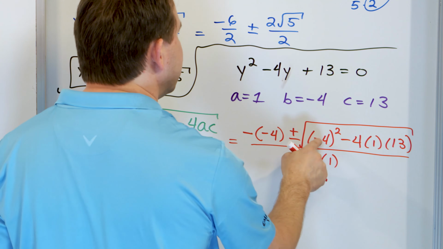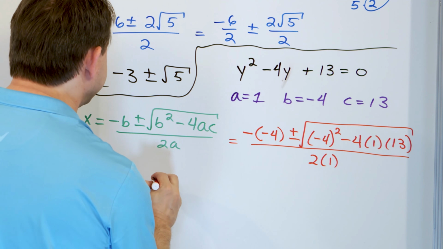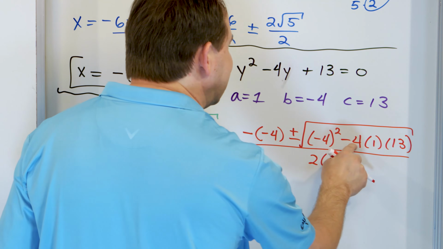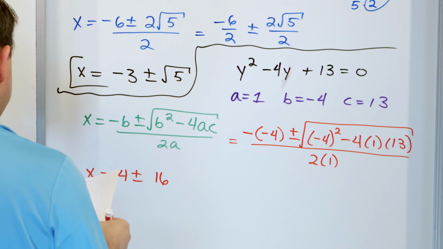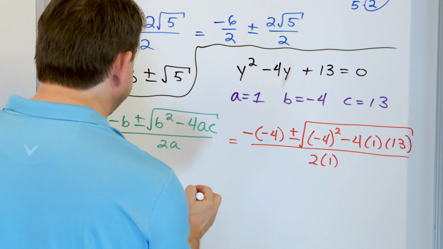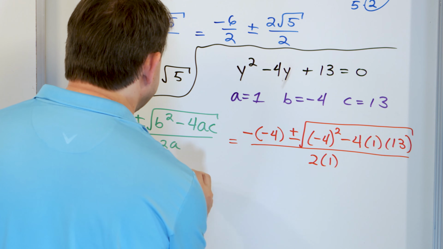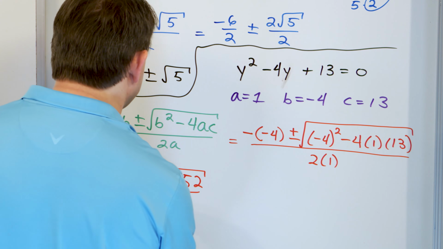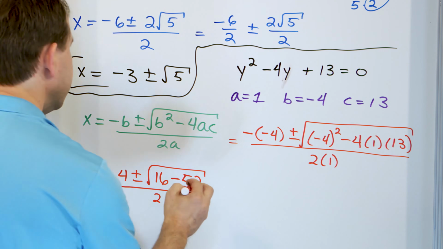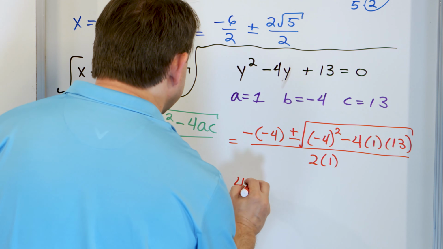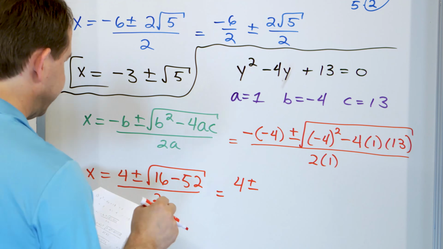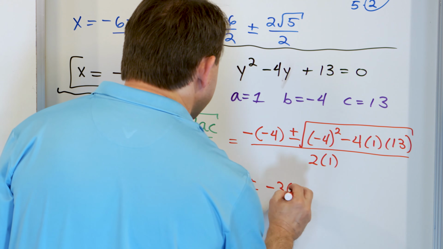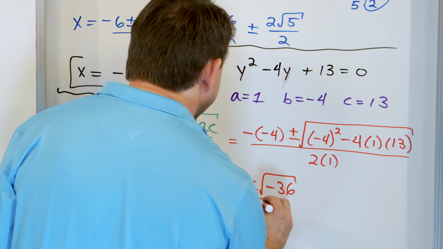On the inside, -4 squared is +16. Then you have a minus 4 times 13. 4 times 13 is 52. So you're going to have 16 minus 52. You have a square root that lives around that whole thing, and on the bottom, it's going to be over 2. So then, continuing on, you'll have 4 plus or minus. What is 16 minus 52? It's -36, but we still have a square root wrapped around that, over 2.